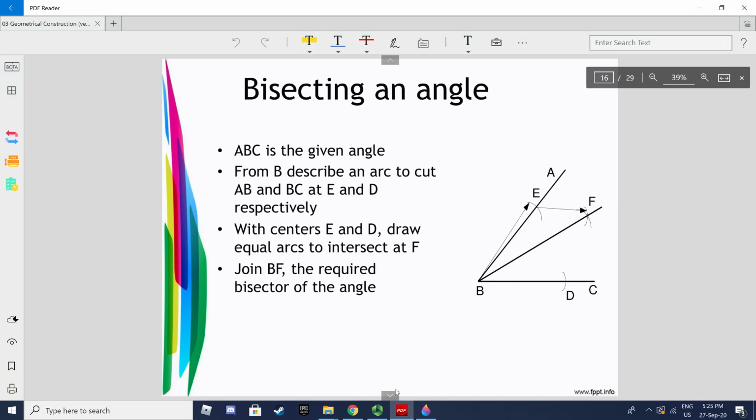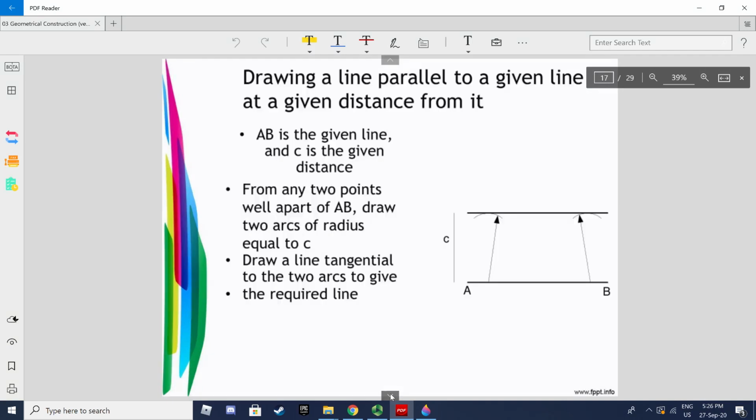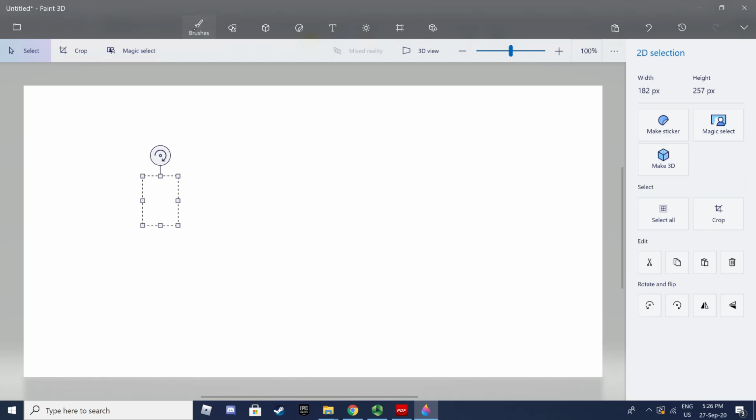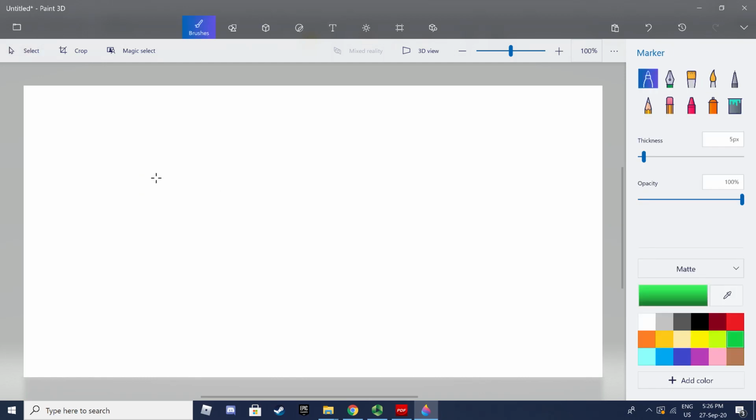The next one is drawing a line parallel to a given line at a given distance from it. AB is the given line. Let's say you want to have a parallel line, either horizontally or vertically, but actually it's some offset. We call that offset. Let's say it's given to you the line like this. We have this line. Say this is AB. And you want to have a line parallel to AB.